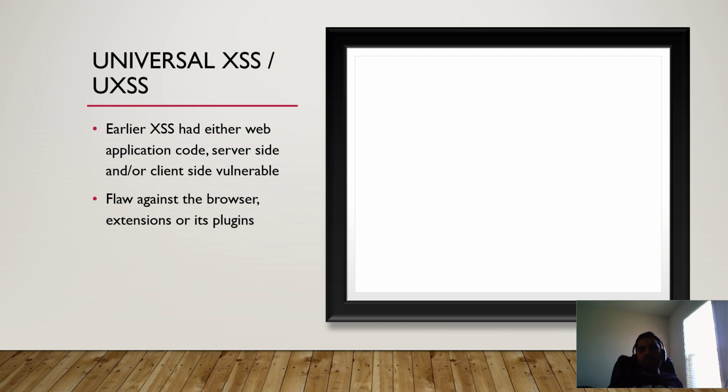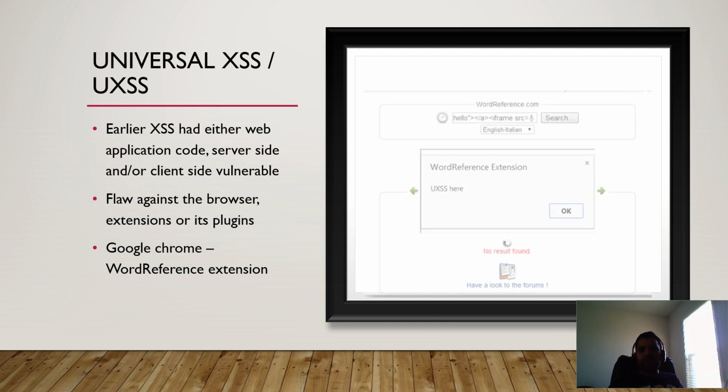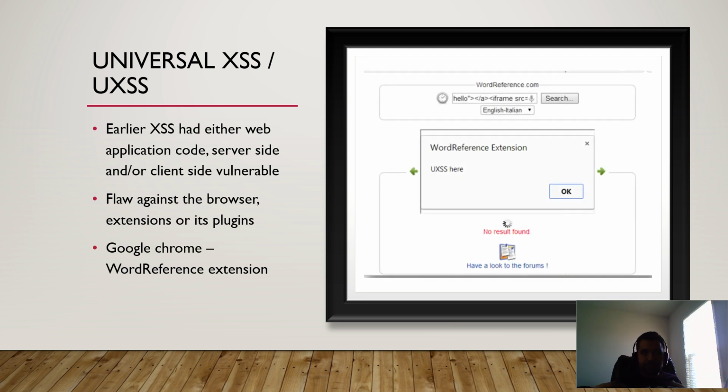Sometimes I've also seen applications make use of certain plugins. Sometimes you also get a task of pen testing plugins. So you have to make sure that if it's a browser plugin, somebody could still exploit it. A simple example is the Word Reference extension, where you can see there's a search box. You can put the payload in there, and someone can easily exploit it because there is no protection there.